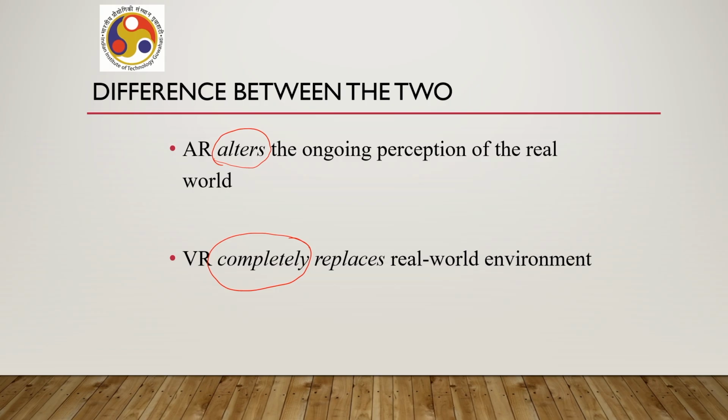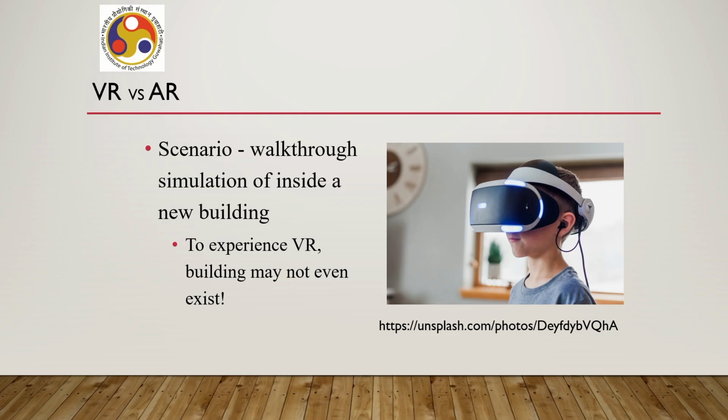environment. So, in case of AR, we are altering the sense of reality. In case of VR, we are completely replacing our sense of reality, or rather perception of the real world. That is the main difference between these two types of systems. Let us try to understand with respect to one example.